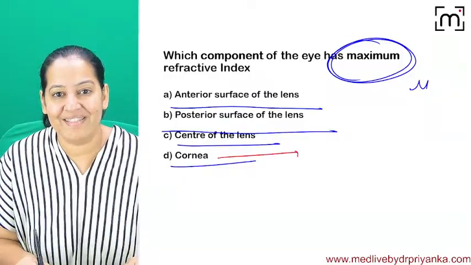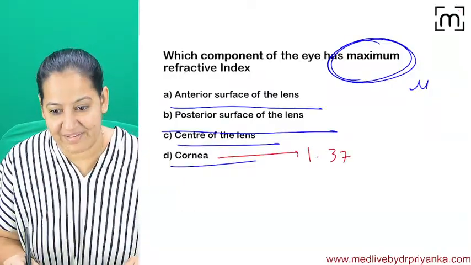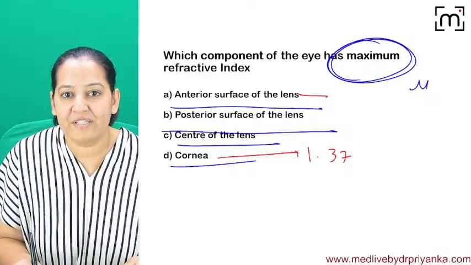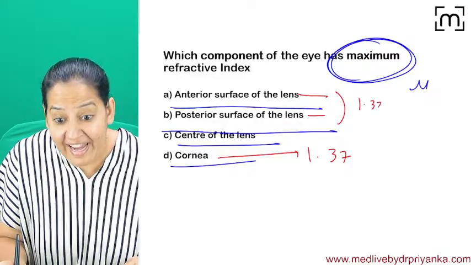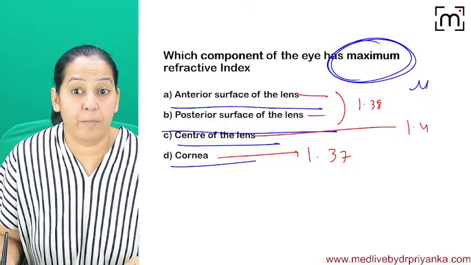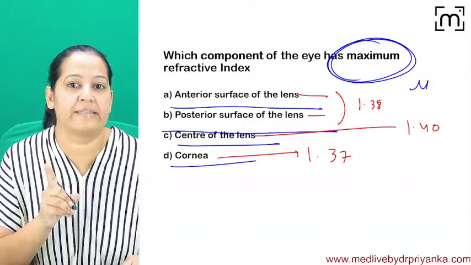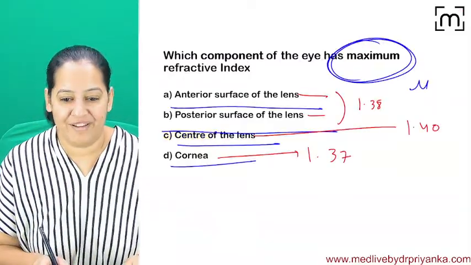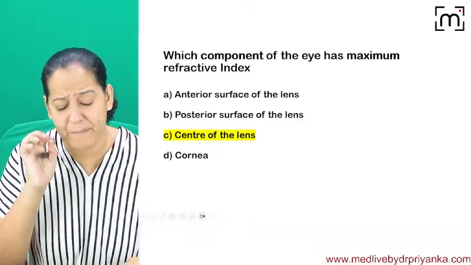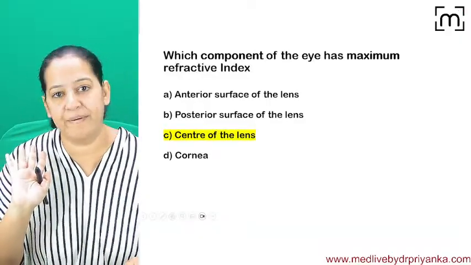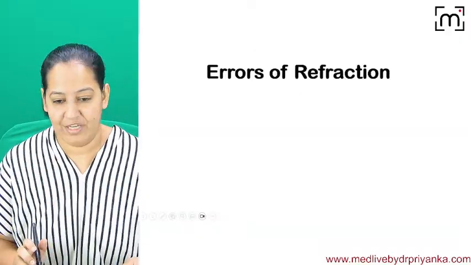So the cornea has 1.37. The anterior and posterior surfaces of the lens have 1.38. But the center of the lens has 1.40. Can you forget this? You can't. I will not spare you if you forget this. So the correct answer over here is center of lens. It is 1.40. It is a favorite question of the examiner, repeatedly asked MCQ. So the correct answer here is C.